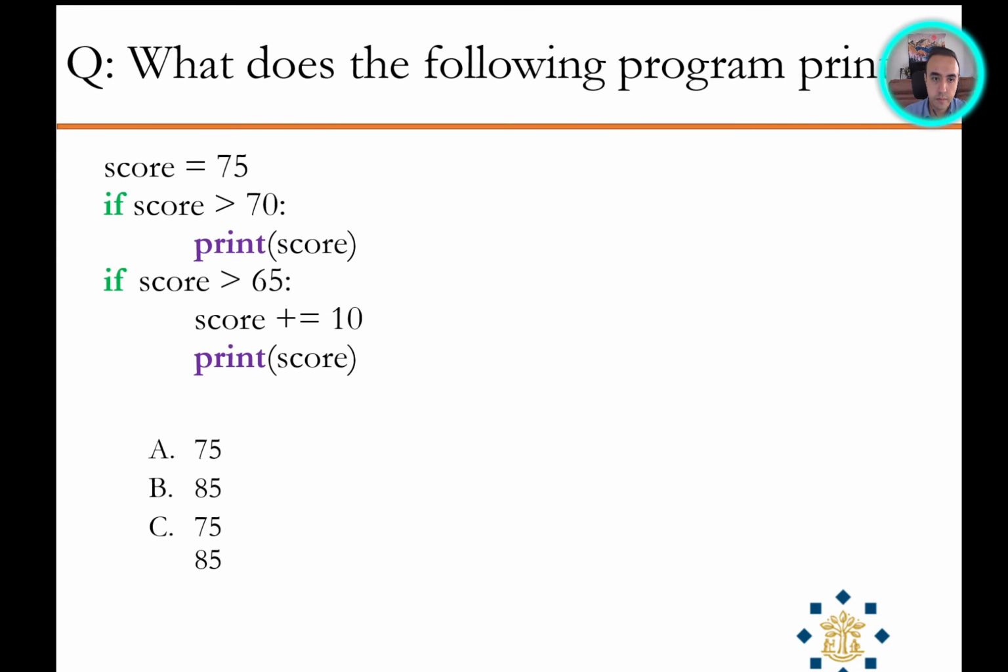Okay. Another one that is similar. So 75 is greater than 70. This is true. So we print score. We print 75 here. Do we check if the score is greater than 65? Because this is an if statement.